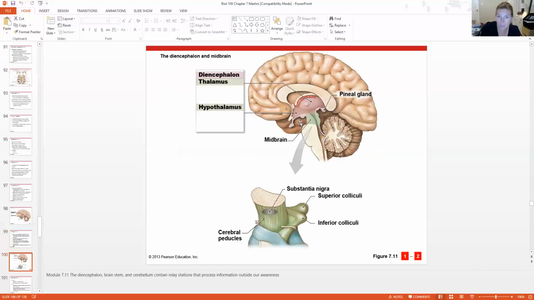So you can see, where's my mouse? Here's our diencephalon, and now we're getting into the brainstem. Here's our midbrain.